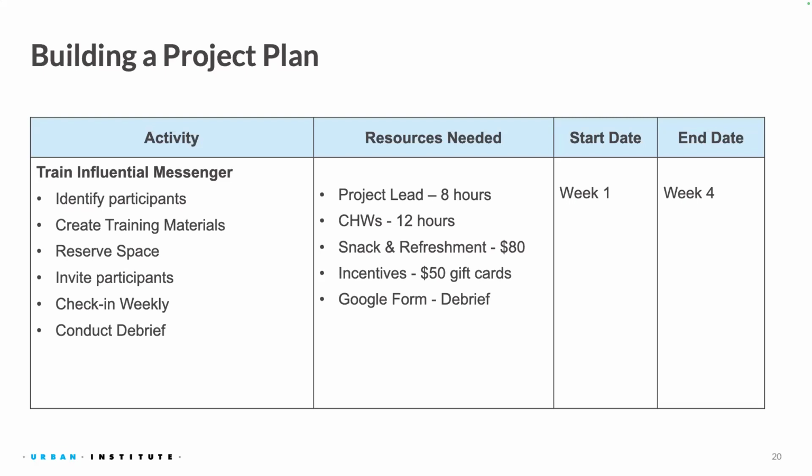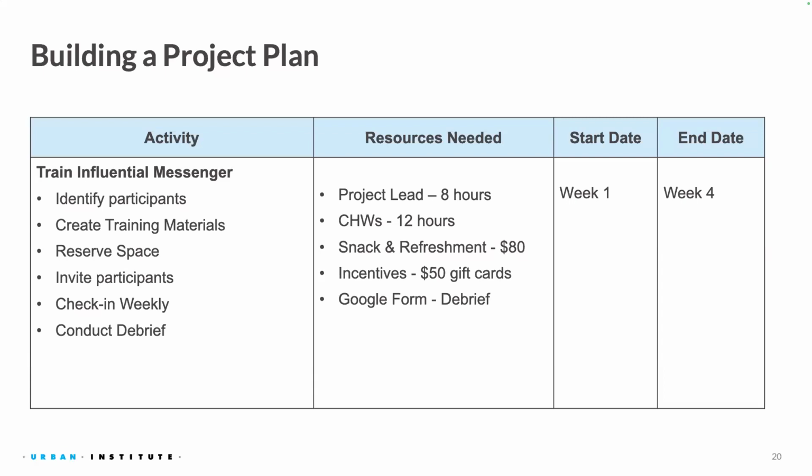And then after that first initial training, we do a weekly check-in with the influential messengers just to talk through any things that they may need help navigating, any additional training, any additional resources. So we do weekly check-in with our influential messengers. And then also at the end of the period, we conduct a debrief with them, taking a little bit of surveying with them as well, to help us build our training process for the next group of influential messengers.